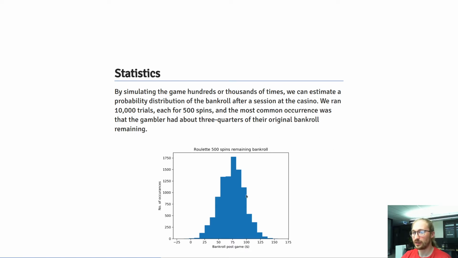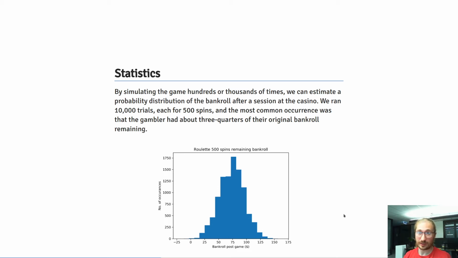We can see there's a bucket at about 1,700 trials where I ended somewhere between $75 and $85. That's less than 100, so that's a loss. You can see this is centered about 75, and sometimes I lose even more than that, and sometimes, if I'm very lucky, I do profit. For give or take maybe 500 of those 10,000 trials, the gambler got lucky and managed to leave with more money than they started with.